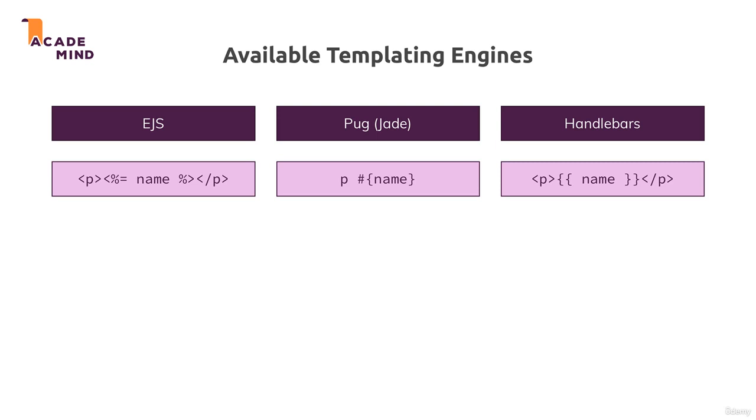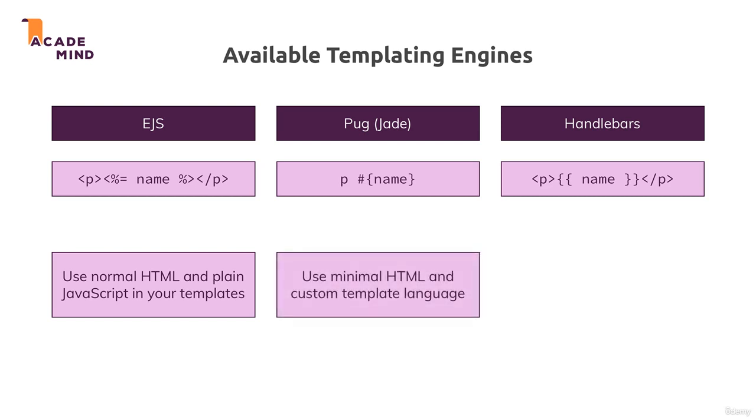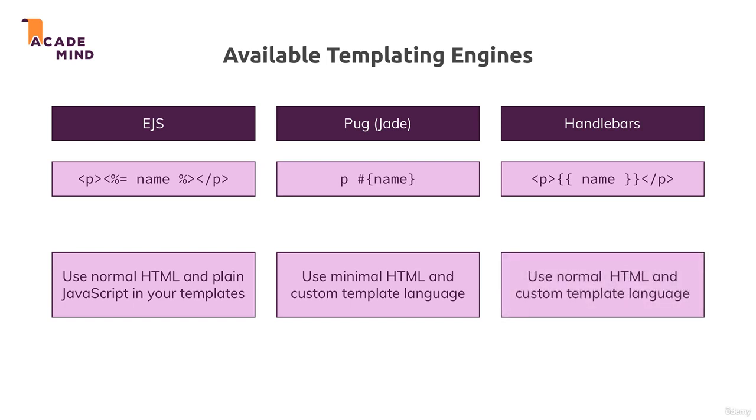So a short summary would be: EJS, normal HTML, and then these placeholders, which allow you to just use plain JavaScript in them. So you can also write if statements, for loops. Pug uses a minimal HTML version and a custom template language, which is extensible, but generally offers only a set of operations you can do. But if statements and lists would be included, iterations would be included. Handlebars uses normal HTML, but also a custom template language with a limited set of features, again, including common things like if statements or lists.